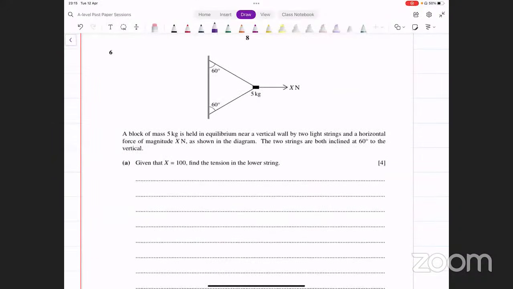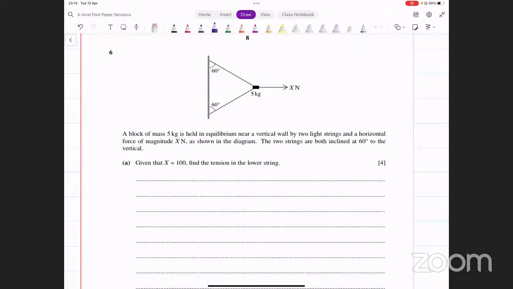There's a block of mass 5 kilograms that is held in equilibrium near a vertical wall by 2 light strings and a horizontal force of magnitude x Newton. So you can see the figure. There is a vertical wall, that's here. On it, 2 strings are attached and a block is in between. Some forces are acting on it.